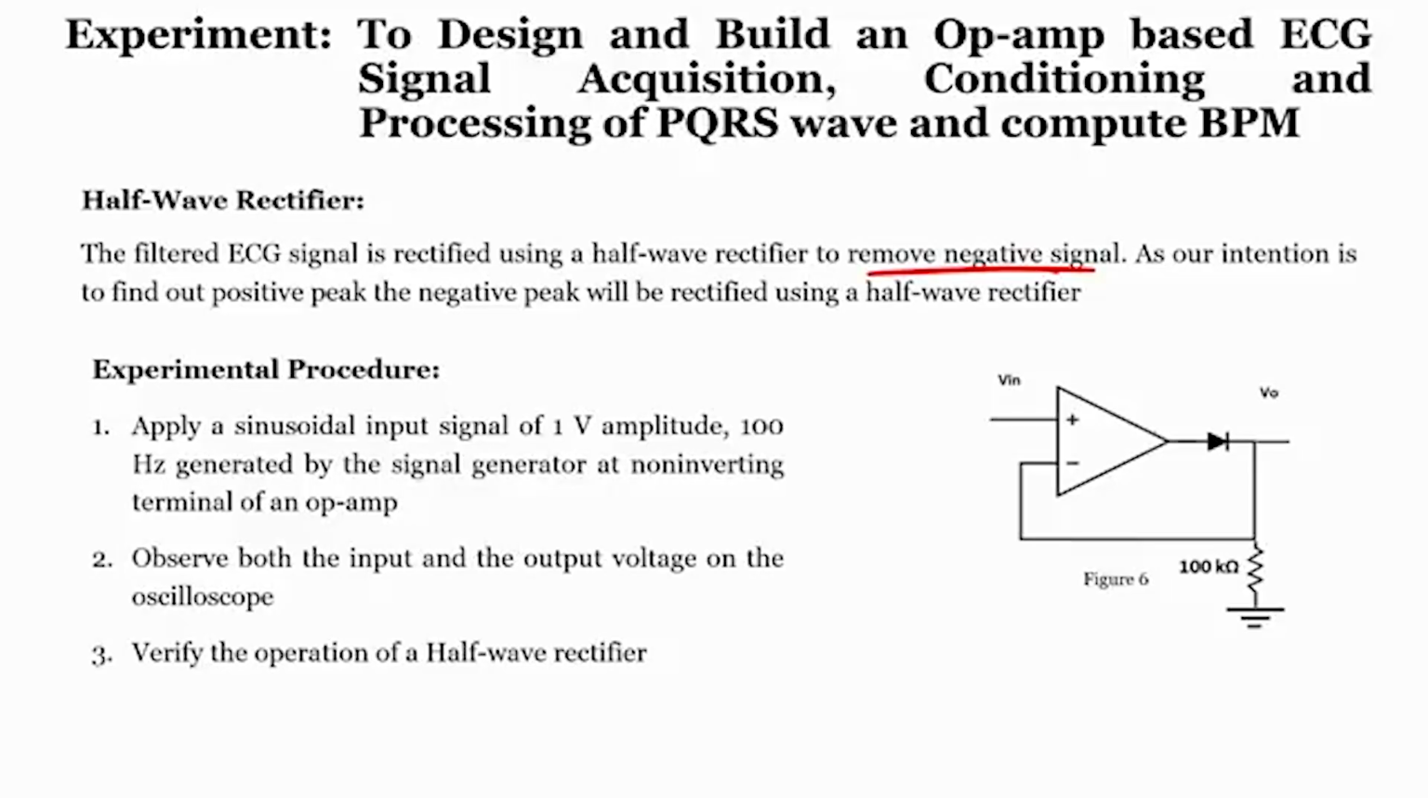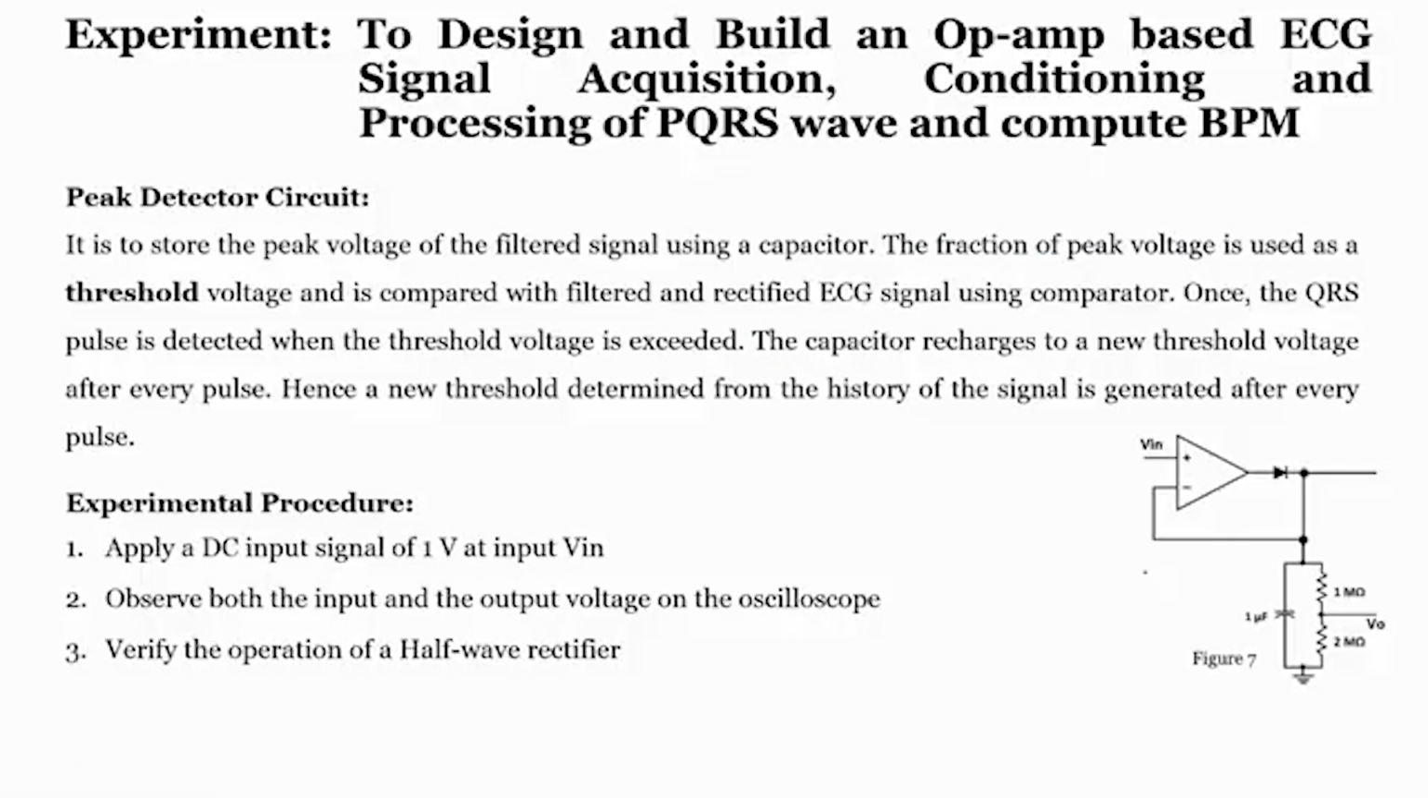To do that, the experimental procedure is to apply a sinusoidal input of 1 volt. Here we apply 1 volt and 100 hertz, generated by a signal generator at the non-inverting terminal, and observe the input and output voltage and verify the operation of a half wave rectifier. Very simple circuit. Next circuit is to understand the peak detector.